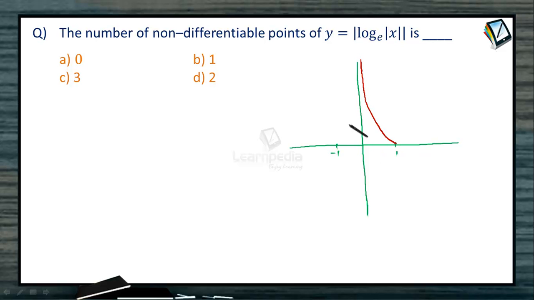Now similarly, as x moves from 0 to -1, also because of mod x, this will be an image of this with respect to the y-axis. That means the graph from 0 to -1 would be again starting at infinity, and by the time we reach -1 it becomes 0.